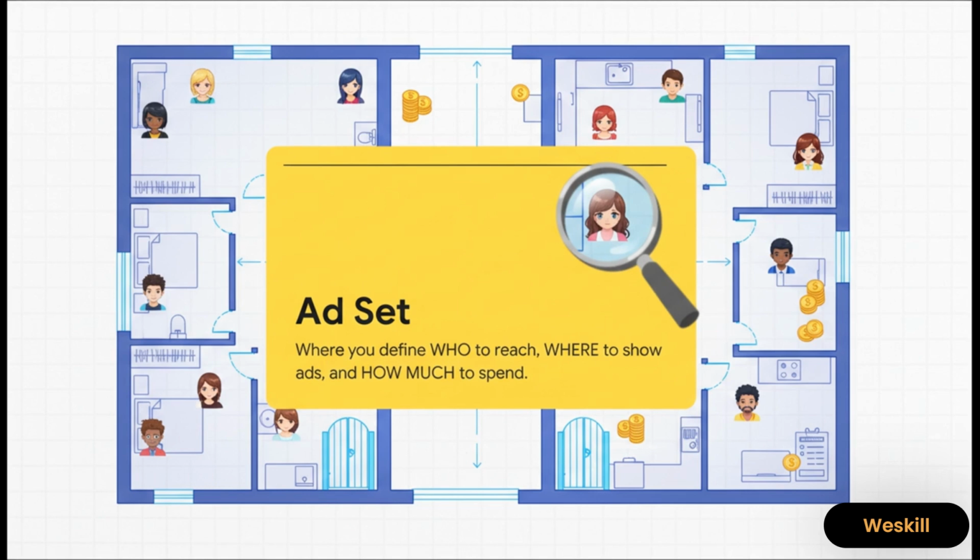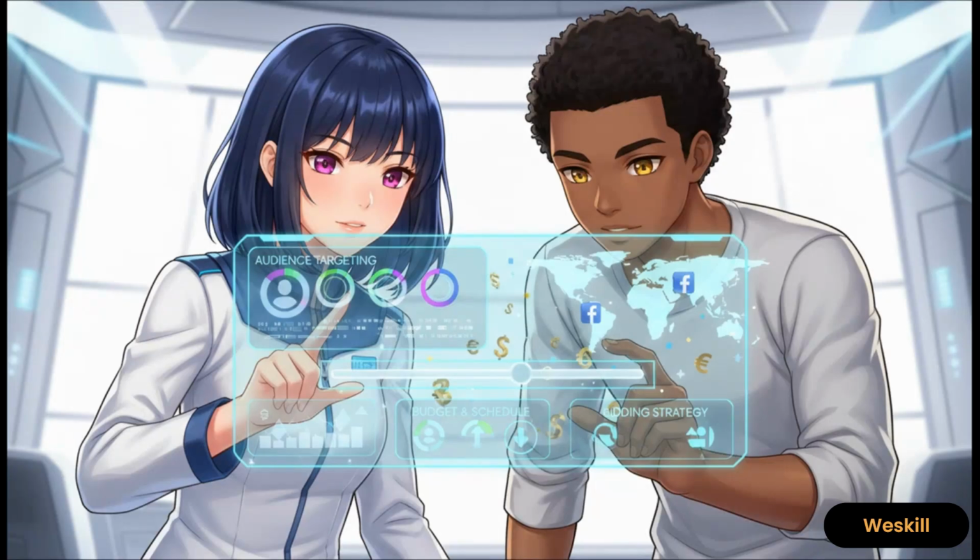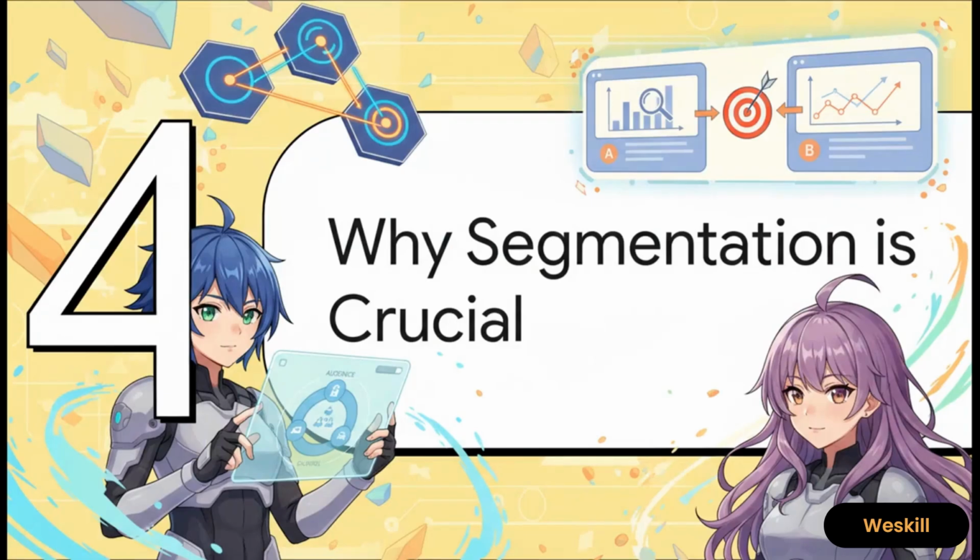So if the campaign was the why, the ad set is the who, the where, and the how much. It's the floor plan for our house, deciding who gets to see which rooms. And this is where you really get to pull the levers. You control the audience targeting. We're talking demographics, interests, all that good stuff. You control the placements. Is it going to be on the Facebook feed, Instagram stories? You decide. And of course, you control the budget and the schedule. All the key strategic decisions happen right here. So, why is this segmentation so crucial?